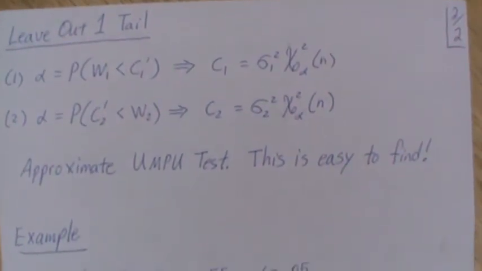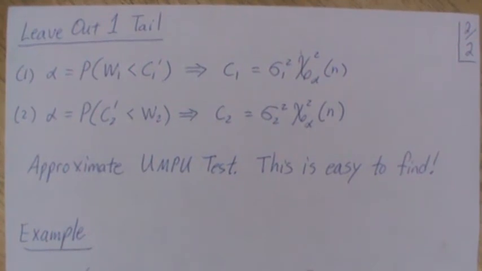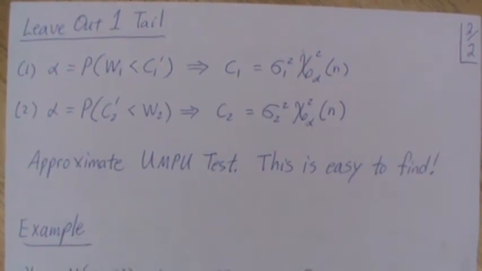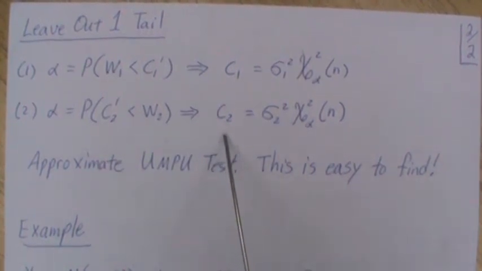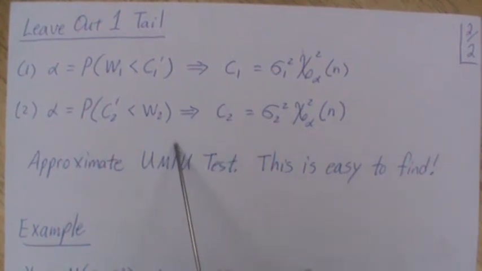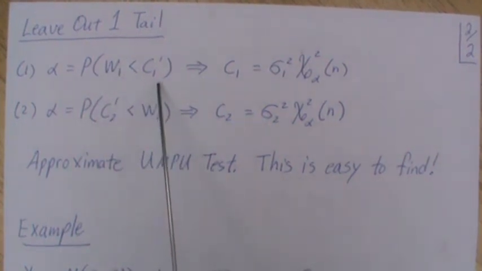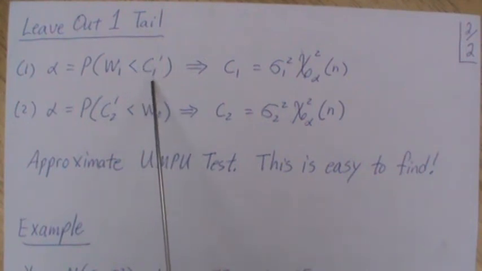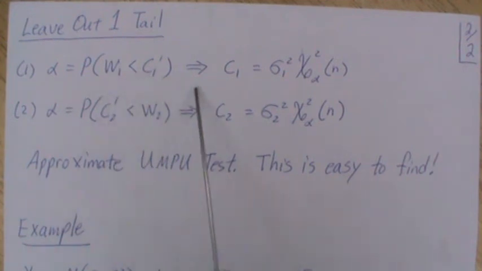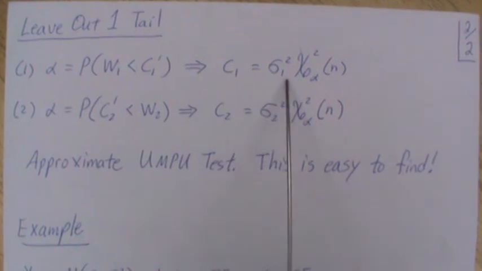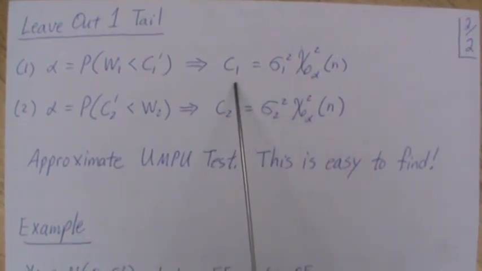Now, before we quit, I always like to have a comparative test or an approximate uniformly most powerful unbiased test. And I call it the leave out one tail test, because these are so easy to calculate. And if I didn't have R to do it, this is the way I'd do it, because it's going to be pretty close. So you let alpha just be the probability that our test statistic is less than C1 prime. And then that forces C1 prime to be the chi-squared cutoff value that makes the tail alpha. And then you can back solve for C1 and get this. And we're done. That's the C1 to use.